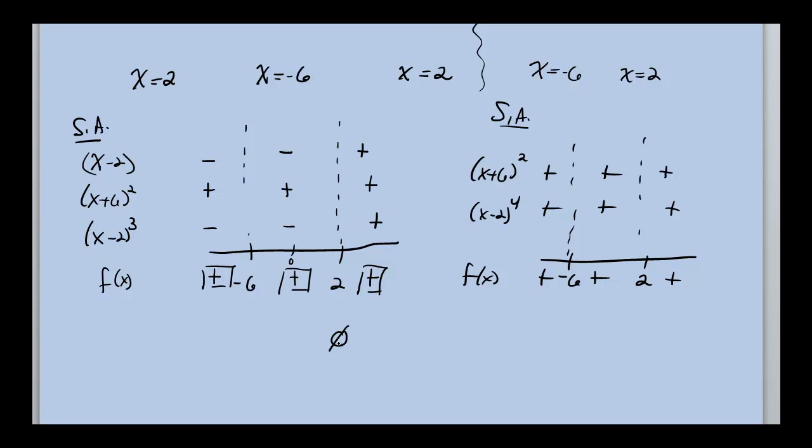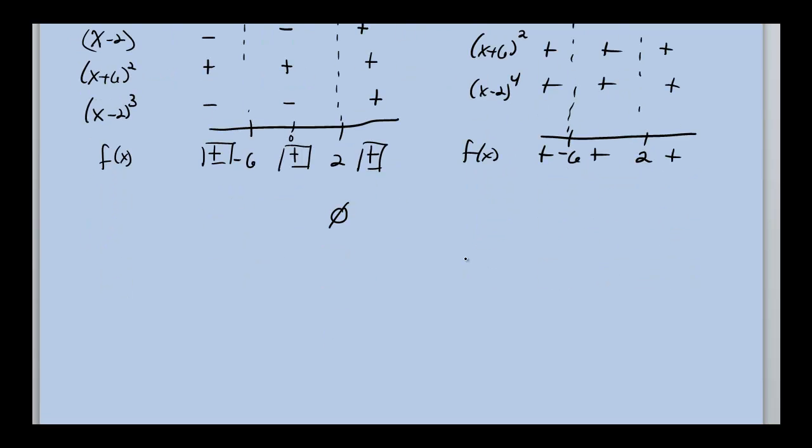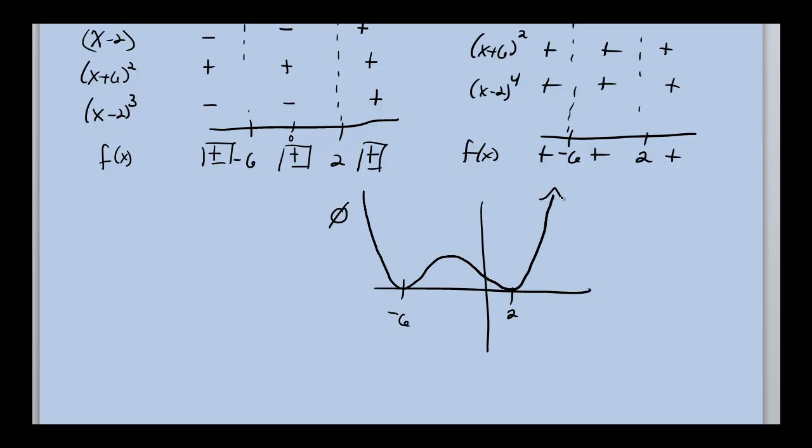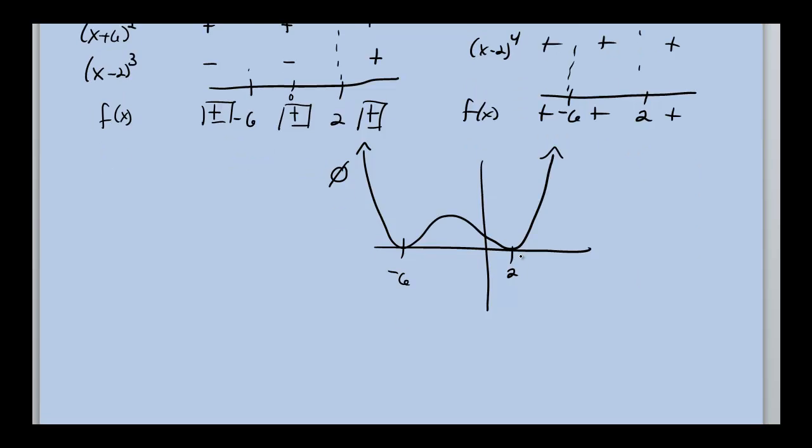Sometimes these seem a little bit tougher, but using a sign analysis can be very helpful. If you were to graph this, we have zeros at negative 6 and then a value of 2. It's going to come in here, bounce off, come back down, bounce off, and then continue on to positive infinity. It's never below the x-axis. It's always above the x-axis. So in this circumstance, it's always positive.